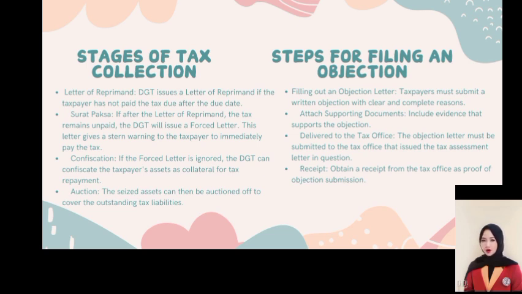Steps for filing an objection. Filling out an objection letter. Taxpayers must submit a written objection with clear and complete reasons. Attach supporting documents. Include evidence that supports the objection.